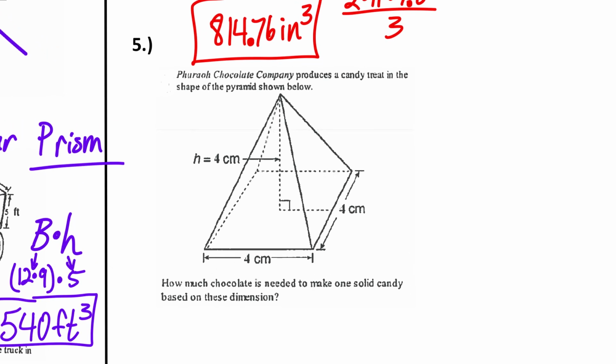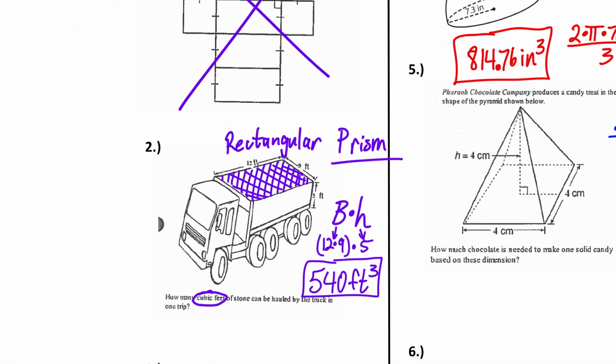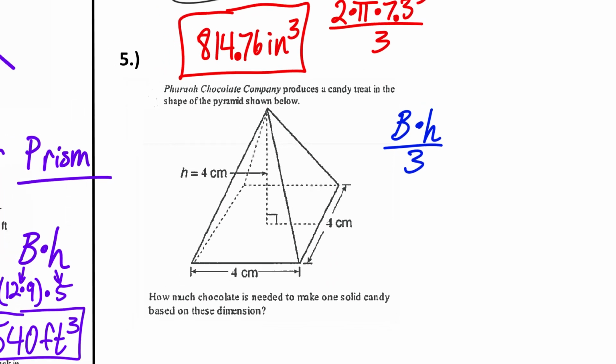It's a pyramid. How do we find volume of a pyramid? B times H divided by 3, right? So area of the base times the height divided by 3. All right, on those, you've got your formulas. Okay, I want to flip. Okay. So back over to this number 5.